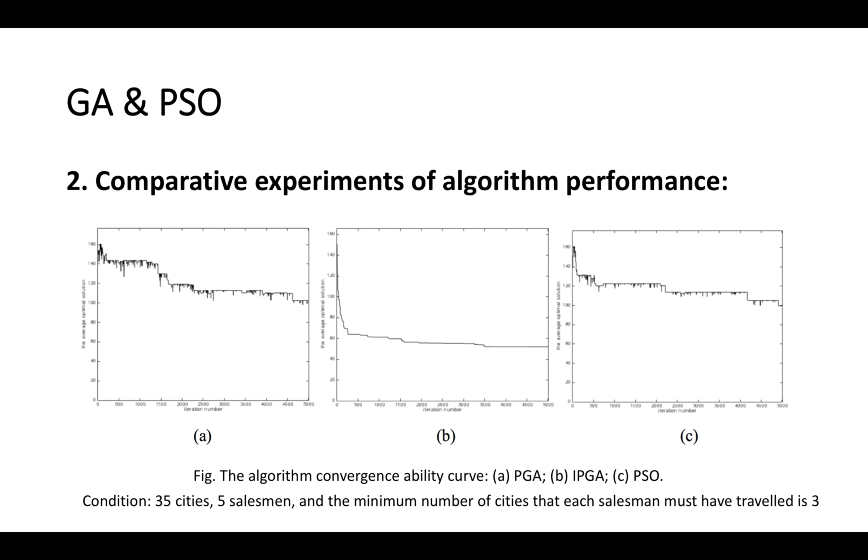Experiment 2 compares and analyzes three algorithms mainly from the angle of the algorithm performance. In this experiment, I compared the convergence ability, the efficiency, and the quality of the solution of the three algorithms, and then discussed and analyzed the reasons. The results show that the improved particular genetic algorithm is the best.